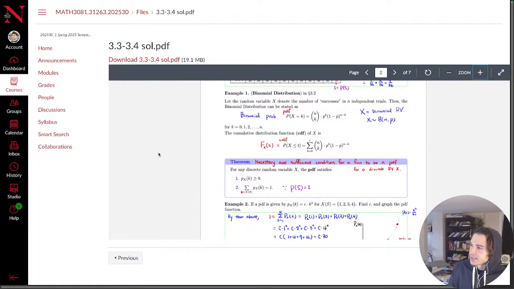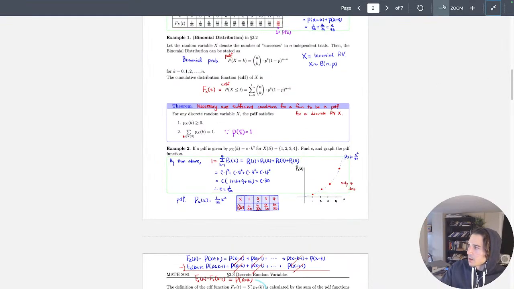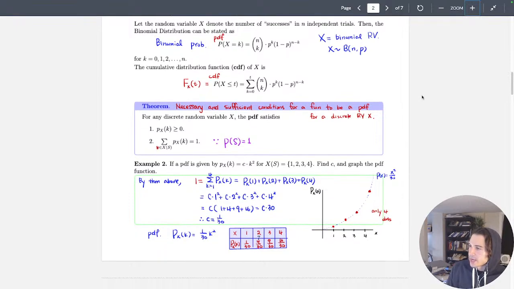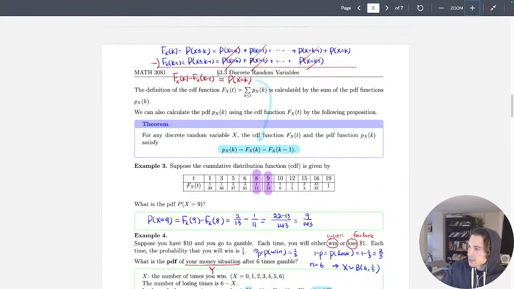Theorem: necessary and sufficient conditions for a function to be a PDF for a discrete random variable X. For any discrete random variable X, the PDF satisfies P(k) is greater than or equal to 0, and the sum over all k in the range of X is equal to 1. Same thing as the probability of the sample space being equal to 1. Okay, making sense.